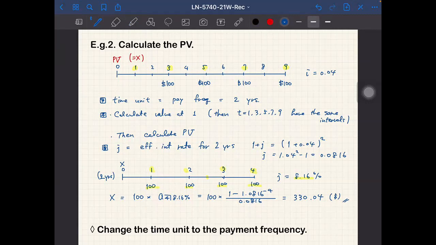Now that we got X equal to 330.04, the second step is PV. The PV and X are just 1 year apart, so to get from PV to X we multiply by 1.04. That means the PV is equal to 1.04 inverse times X, which is 317.34. So the present value is $317.34.